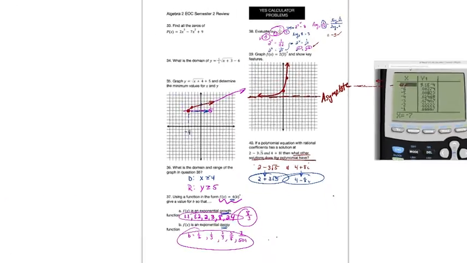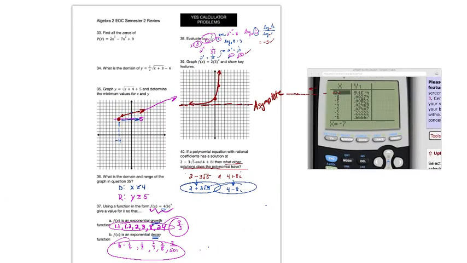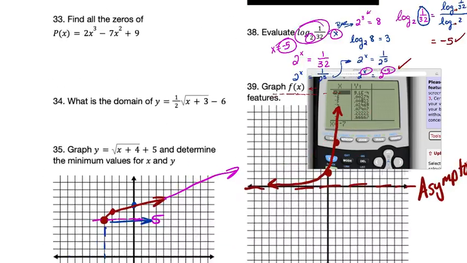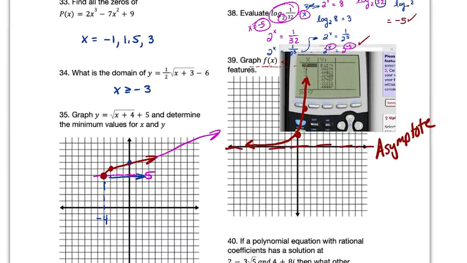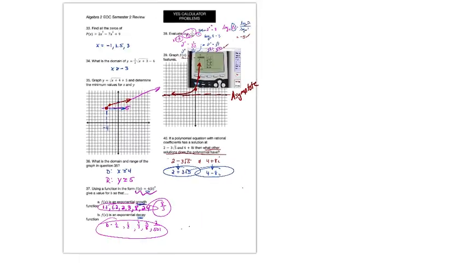All right, that should solve all of that one. I'm going to write in a few of these answers again, just so you have them. This one came out to -1, 1.5, and 3, I believe. Domain here was greater than -3, and I believe everything else is filled out.